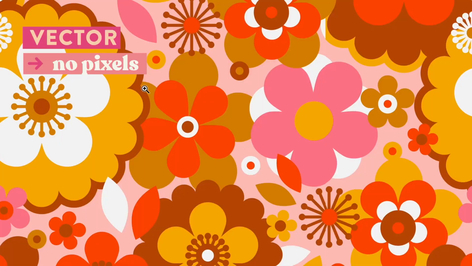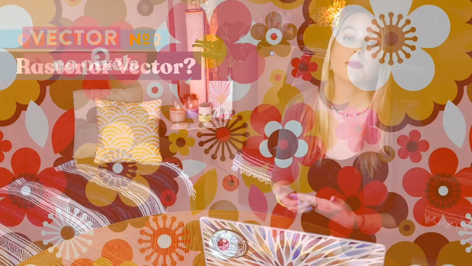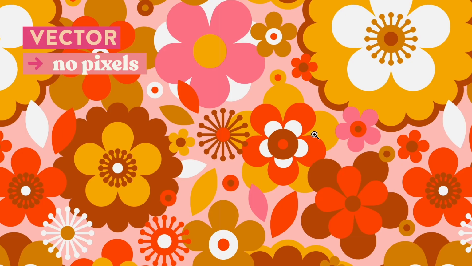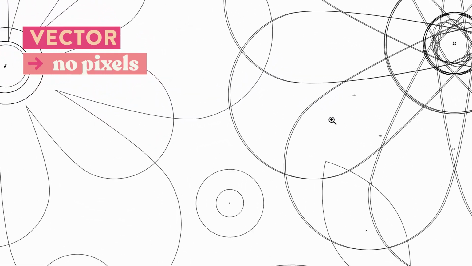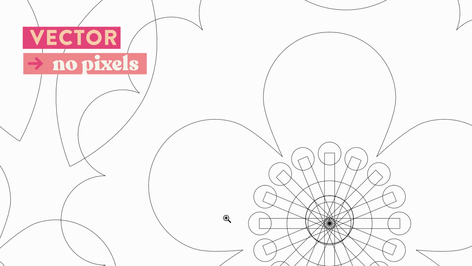With vector artwork, this isn't a concern. No matter how large you scale up your vector artwork, it will always look the exact same. This is because vector artwork is made up of lines, points, curves, and shapes that are all based on mathematical formulas. When you draw shapes in Adobe Illustrator, these illustrations are vector-based.